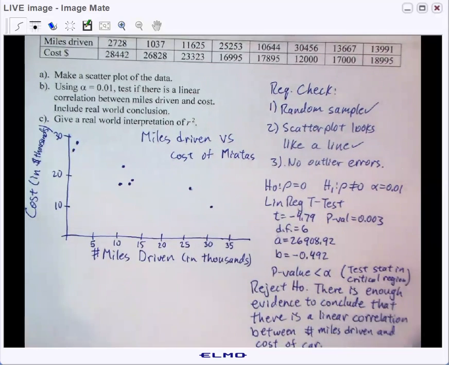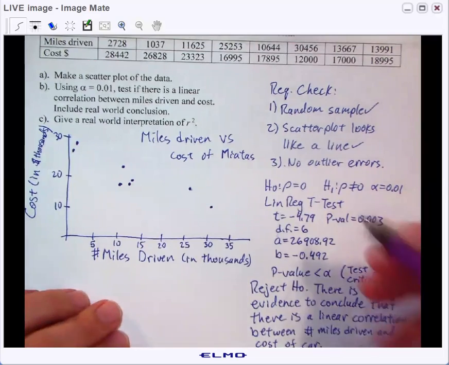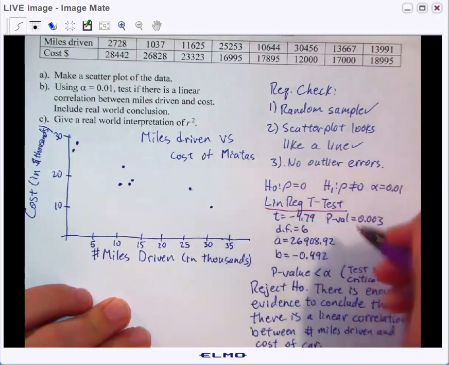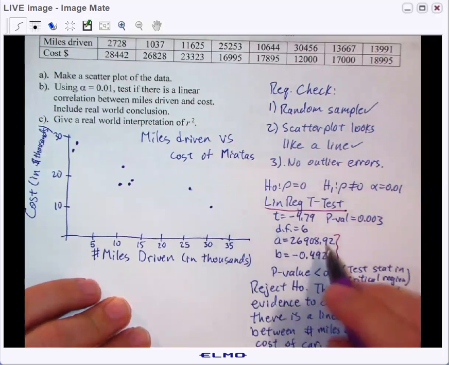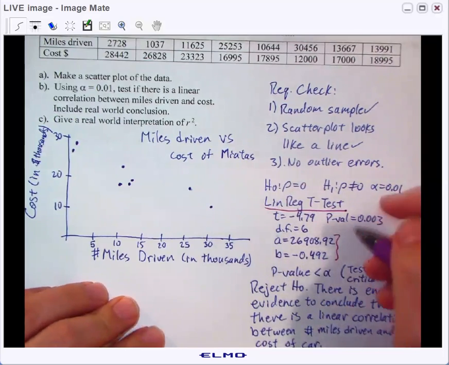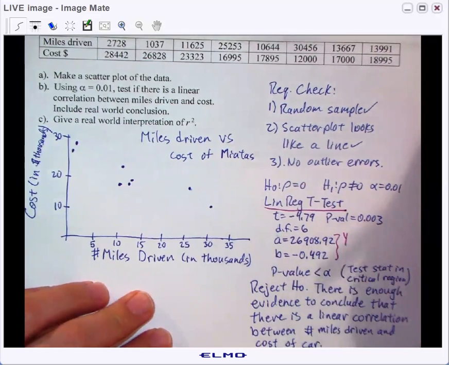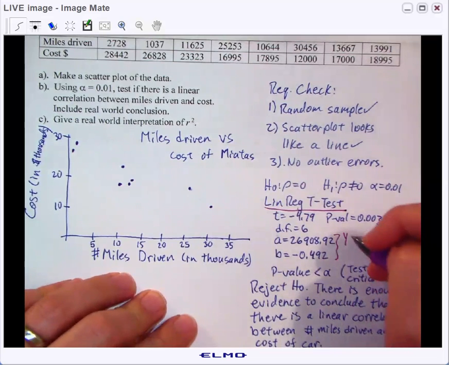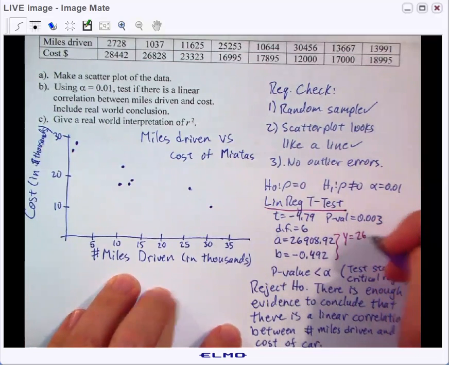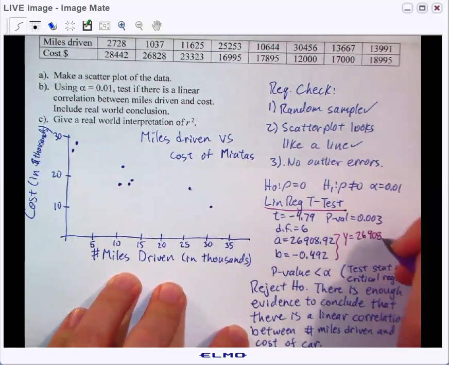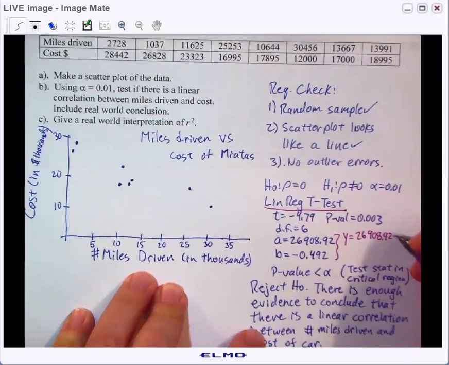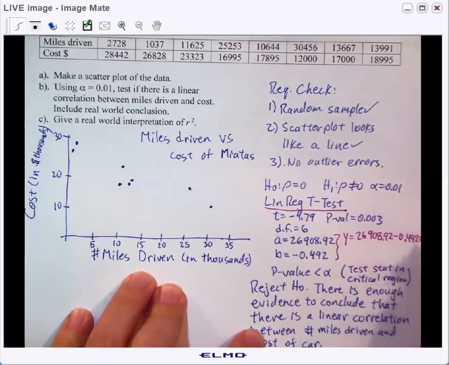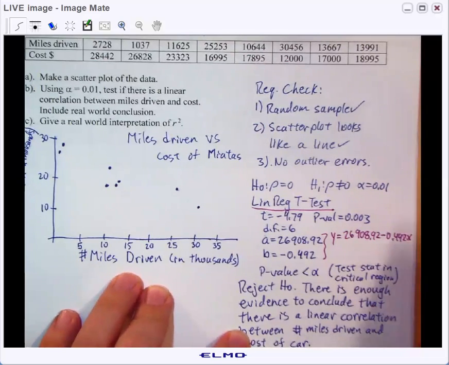So let's go ahead now. Oh, we even did it last time when we ran the LinRegTTest. It actually gave us the a and the b values for our regression equation, our predicting equation. So y equals 26908.92 minus 0.492 times x. Let me get that in there. There we go.